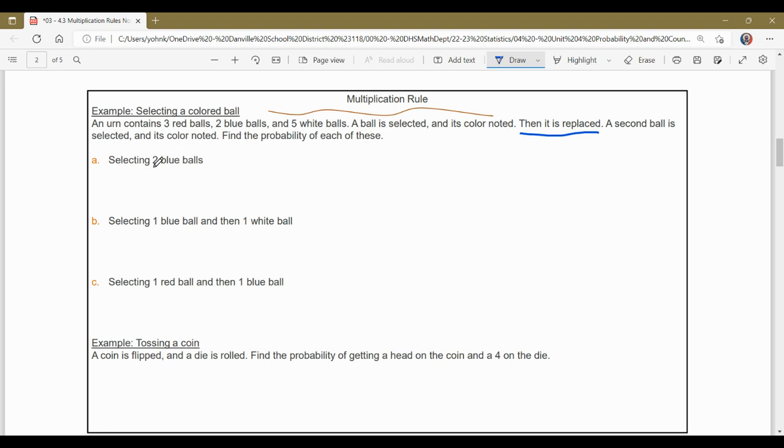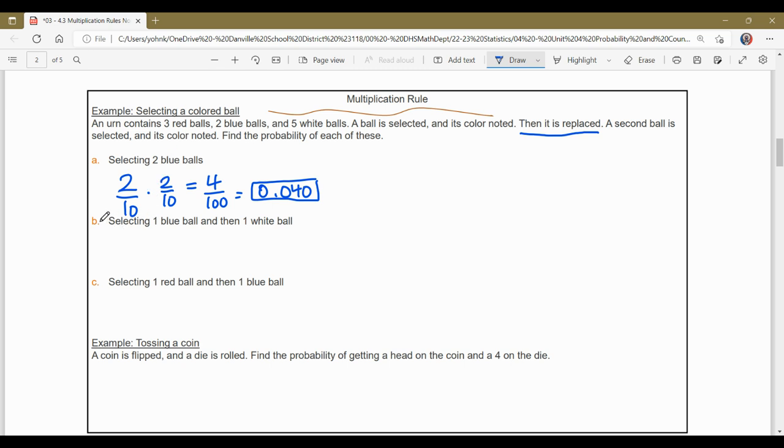The probability that the first ball is blue is 2 out of 10, and the probability that the second ball is blue is also 2 out of 10. So I can multiply these together. I get 4 out of 100, which is 0.040. It's really important that the ball is being placed back in the urn before we pull the second. It's kind of like it's resetting the whole problem.